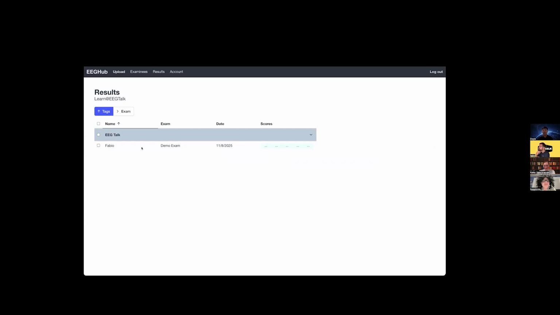But we can mouse over those dots over there to show that Fabio completed one question and got that one question right. And you can actually scroll all the way across to see which question that was. That was a normal variant question. Must have got that one right. Very good. Good job, Fabio.